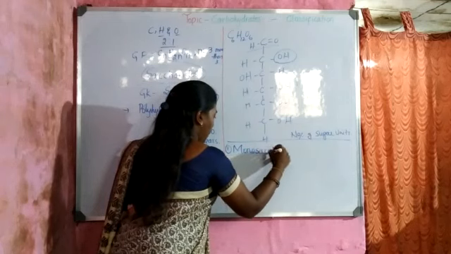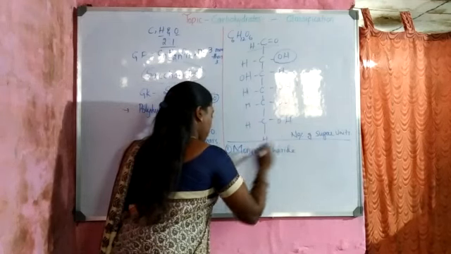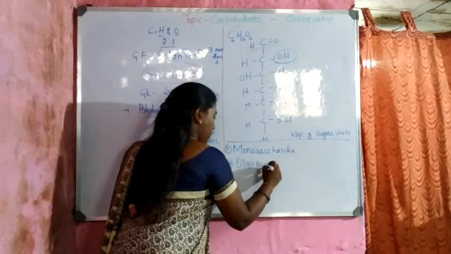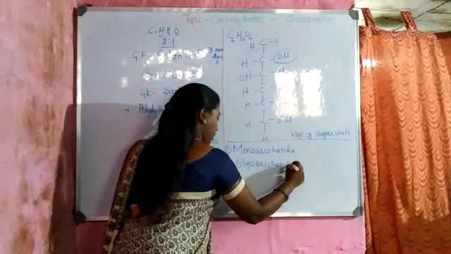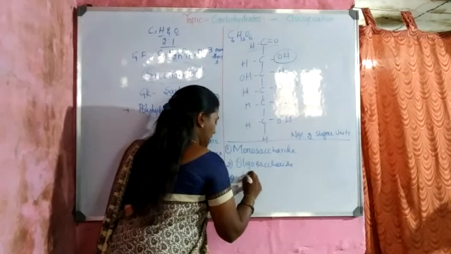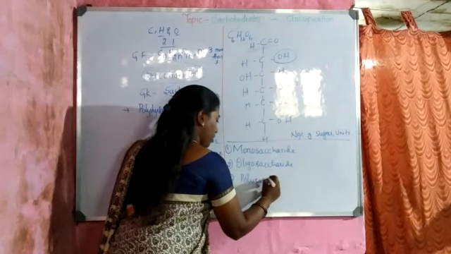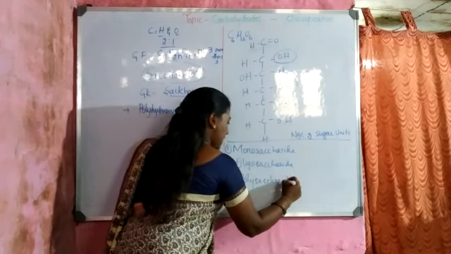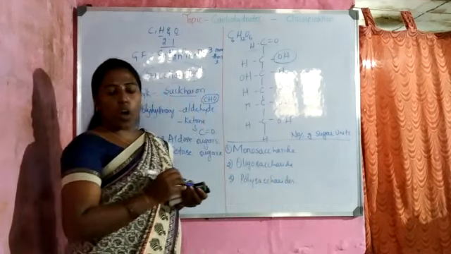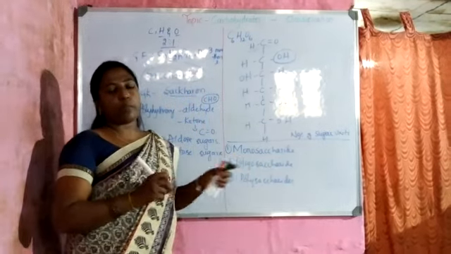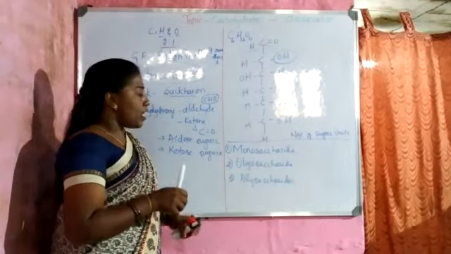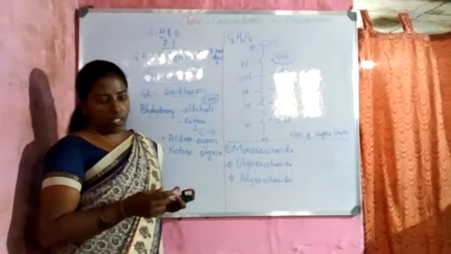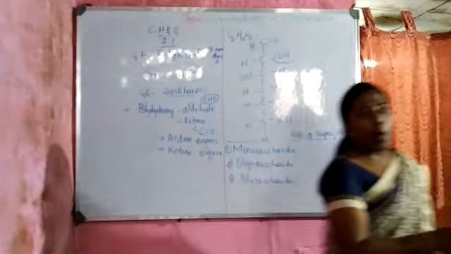Monosaccharide, oligosaccharide, then polysaccharide. So these are the three different groups of carbohydrates based on the number of sugar units. First let us discuss monosaccharides.